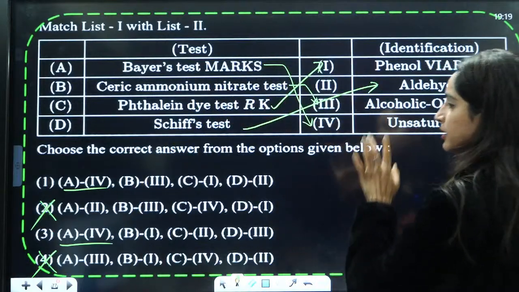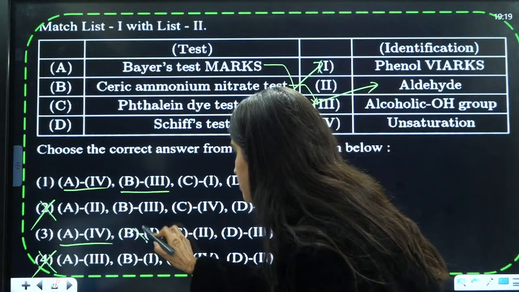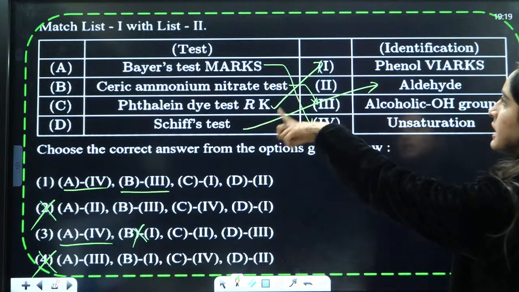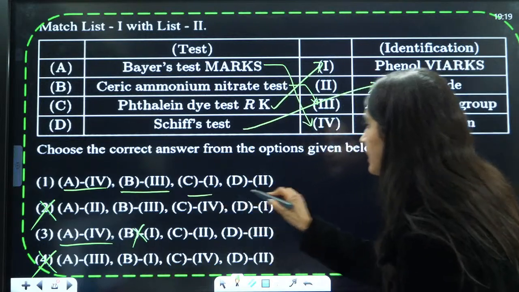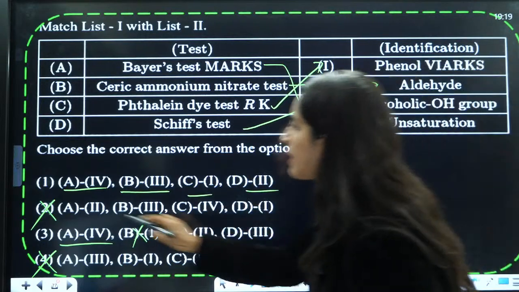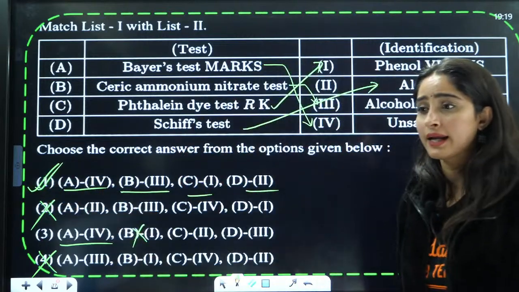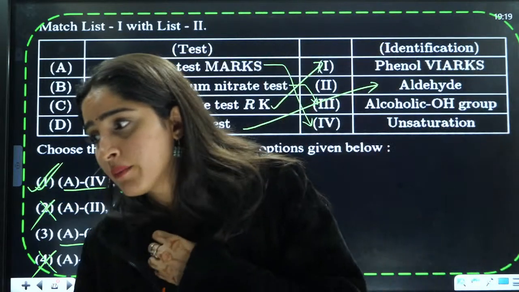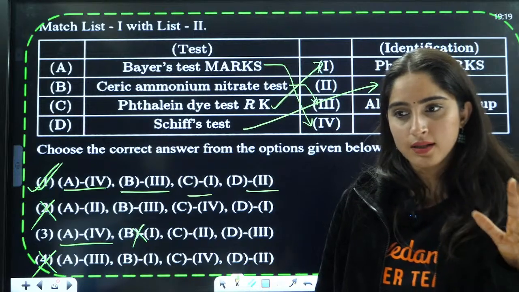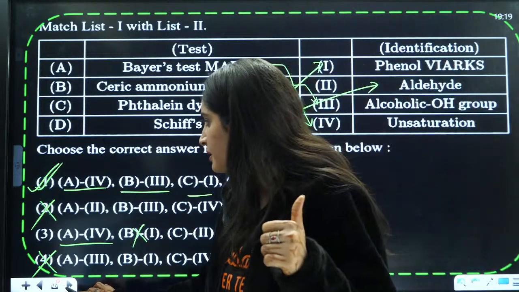B is 3rd. B is 3rd means this one, so this cannot be the answer. C is 1 and D is 2nd. Okay. So option 1 will become the correct answer. Okay, guys. Understood?